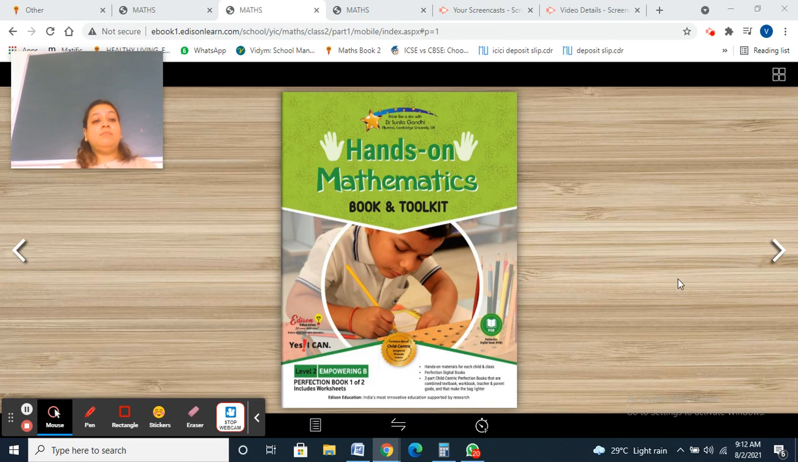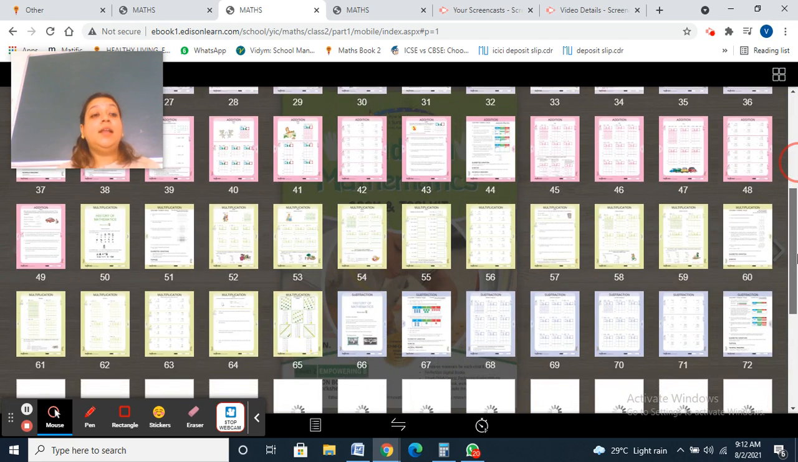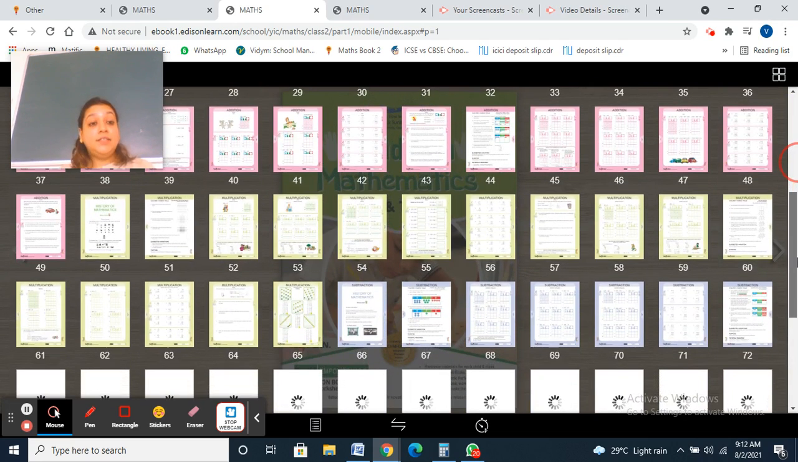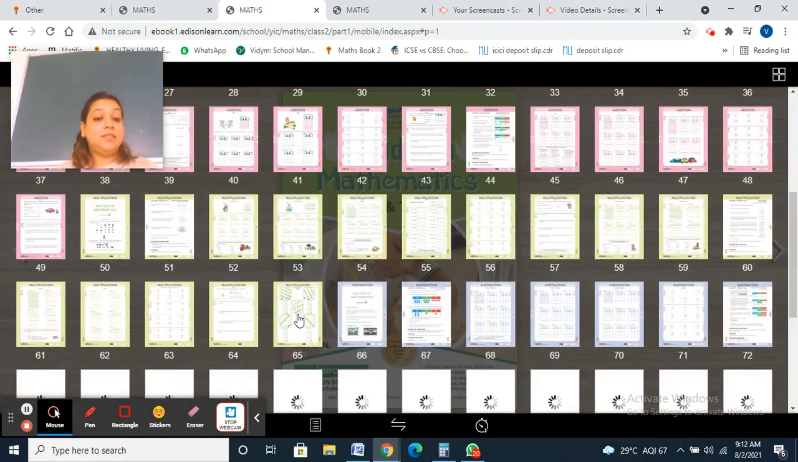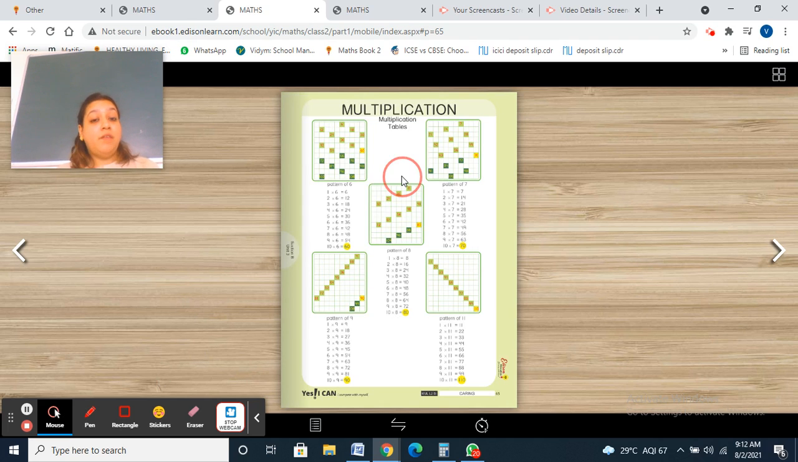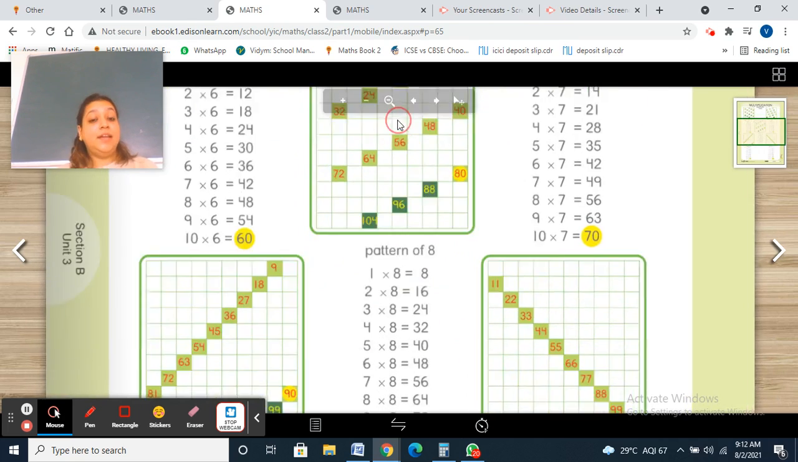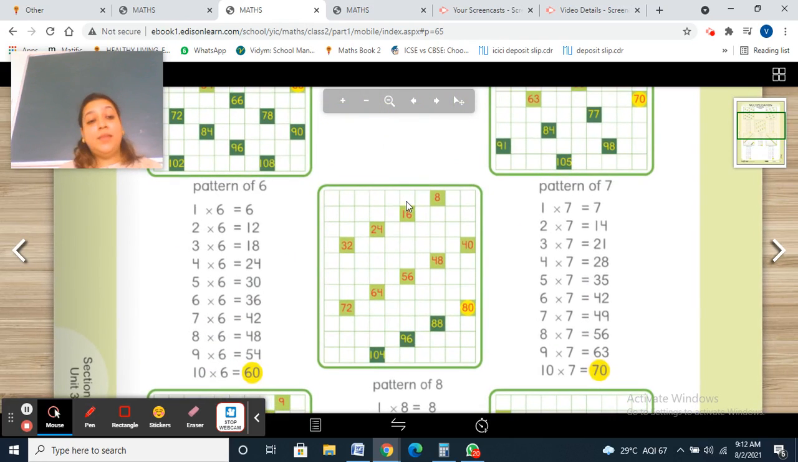So, please take out your maths book, that is Hands on Mathematics. We just started with multiplication in our last class. We have revised our tables and we have learned our new tables, that is table number 6, 7, 8, 9, 10 and 11 also. Today we are going to revise tables 6, 7, 8, 9, 10, 11, and then we are going to start with our work.